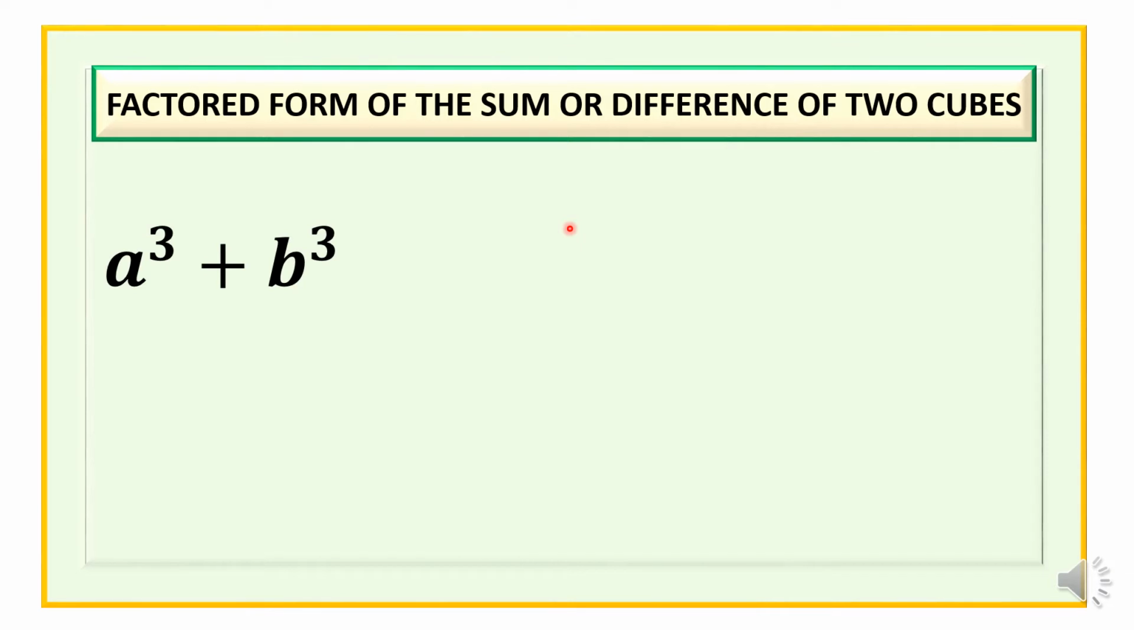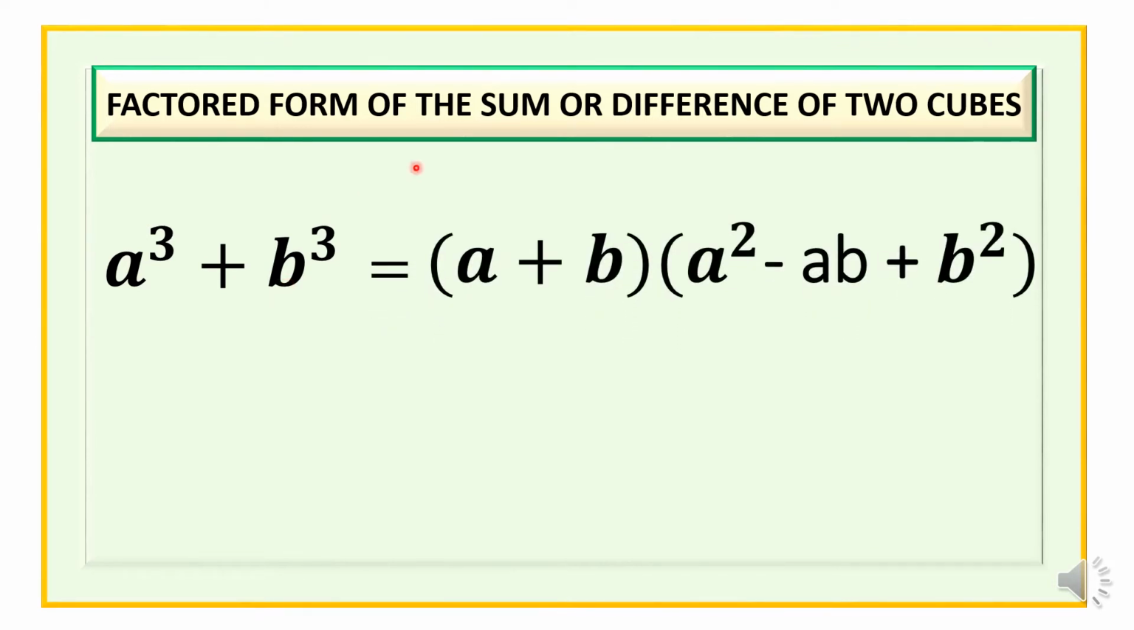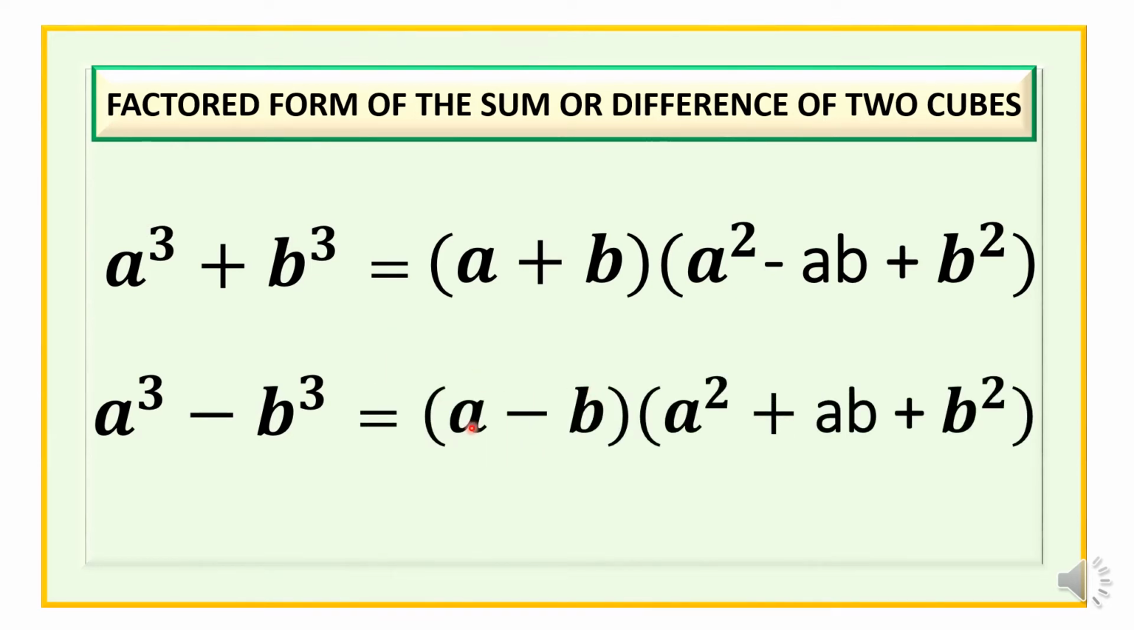When the given is a cubed plus b cubed, the form we will use is the quantity a plus b, times the quantity a squared minus ab plus b squared. So remember that. For our second one, the difference of two cubes, when you see a minus in the given, the factored form is the quantity a minus b times a squared plus ab plus b squared. So these are the two forms we will use for factoring the sum and difference of two cubes.